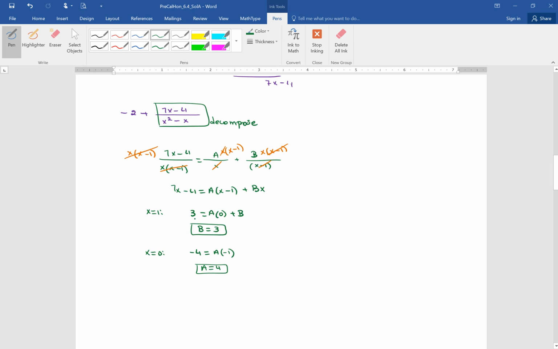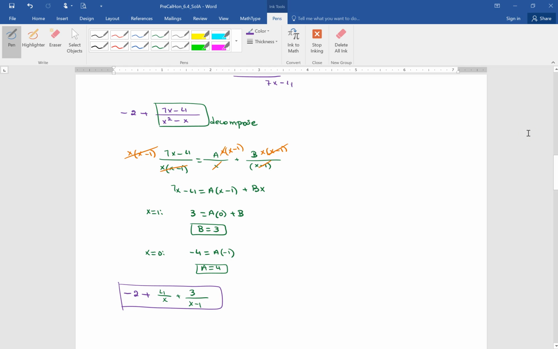So my original fraction then will get decomposed into, right? I have the -2 from before. So here I have -2 plus what I got in the green part. That's just going to be A over x, 4 over x, plus B, which is 3 over x minus 1. And there you have it. That's the answer. That's it. This can no longer be simplified.